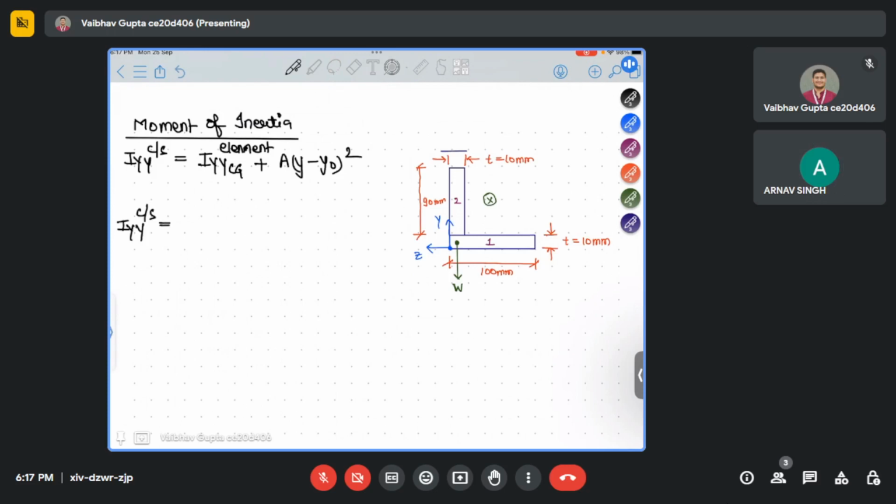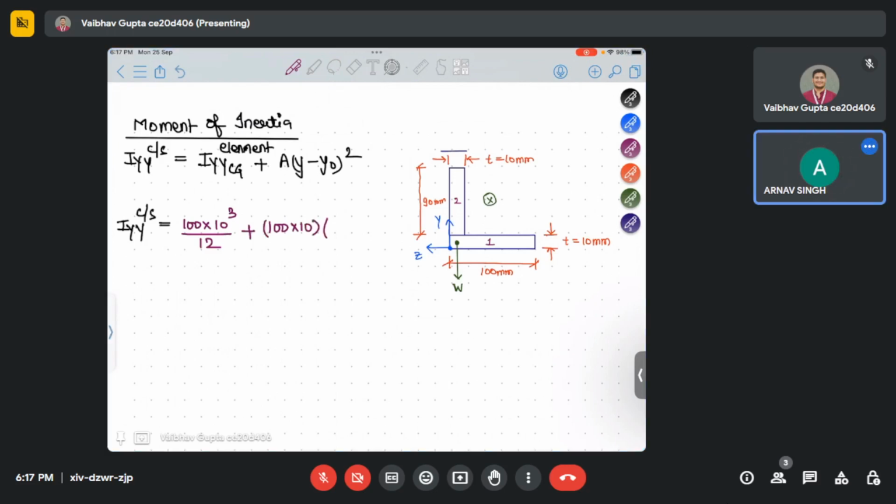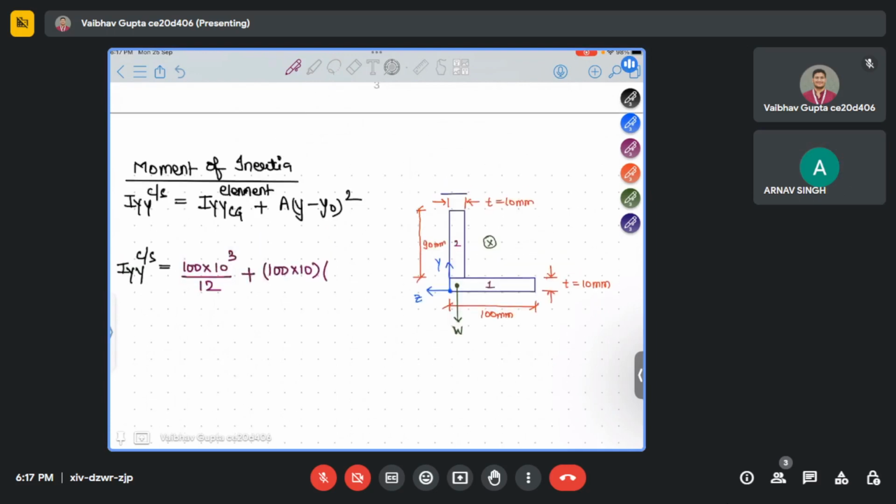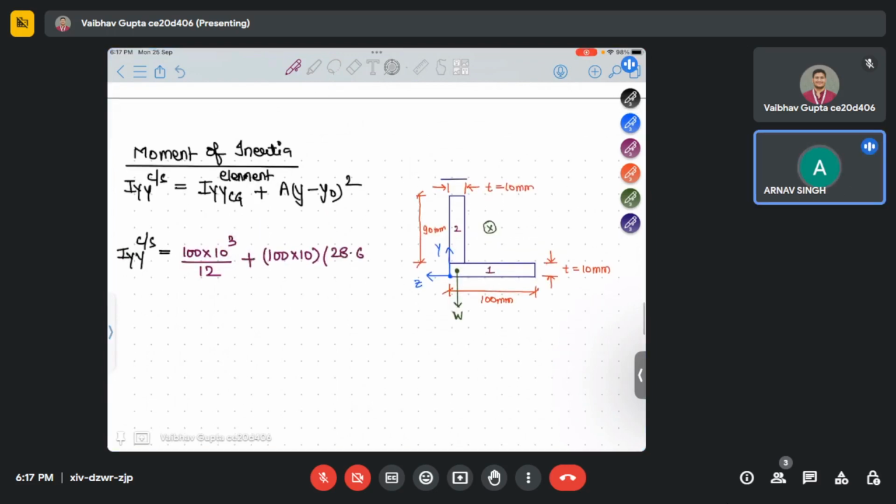First we'll do the first element. What is Iyy about the CG of element 1? It is 100 into 10 cubed by 12, plus area, 100 into 10. Now, the CG we calculated for the y-axis is 28.6842, minus the CG of the first element in y direction, which is 5, squared.